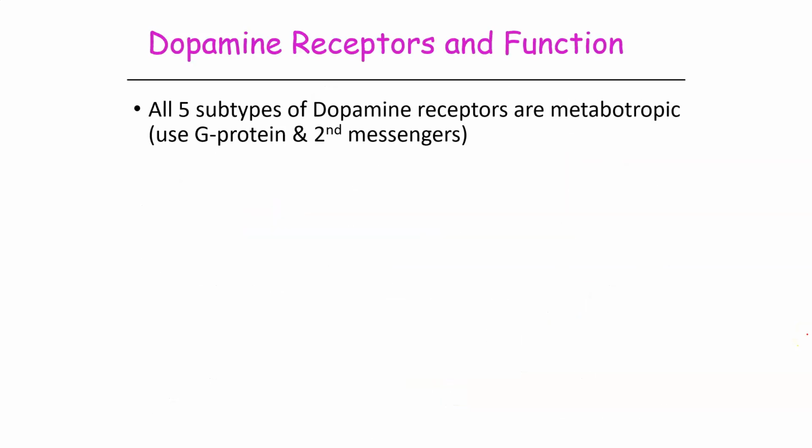So let's talk about the receptors for these catecholamines, starting with dopamine first. Dopamine has 5 different subtypes of dopamine receptors, all of which are metabotropic, which means they use G proteins and second messengers. I'd mentioned this in a previous lecture, but the 5 subtypes are D1, D2, D3, D4, and D5. Not very creative in naming the receptors, but that's what they are. They're all subtypes of the dopamine receptor, and they're all metabotropic.